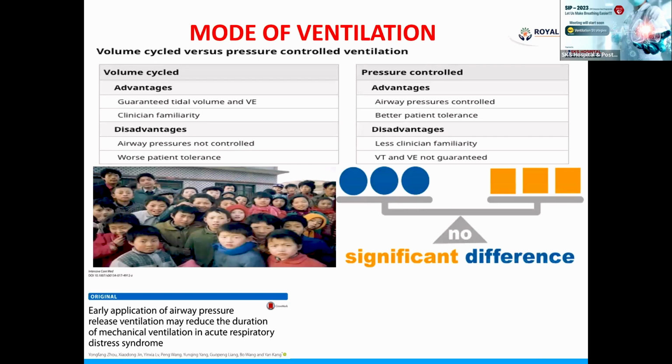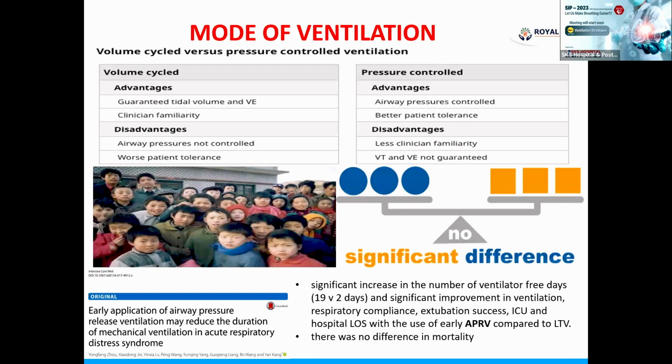There was a study recently which has shown a good mortality benefit with a mode called airway pressure release ventilation. This is a mode which is found to have a significant increase in the number of ventilator-free days and significant improvement in ventilation. This is a newer mode. It is not a mode that is being used by everyone. It is not a mode that is there in all the ventilators. But still, these are studies which were done in Western countries, and in one of these studies, this mode was found to be useful.